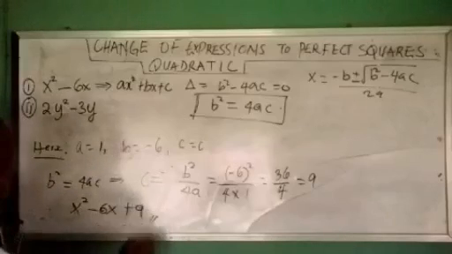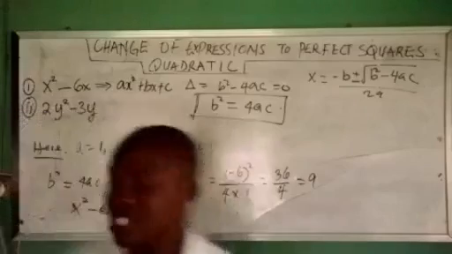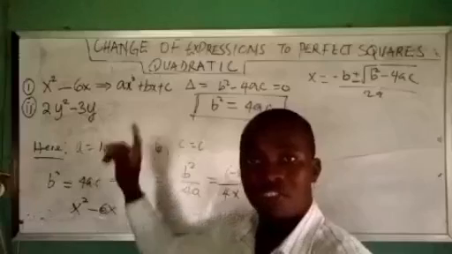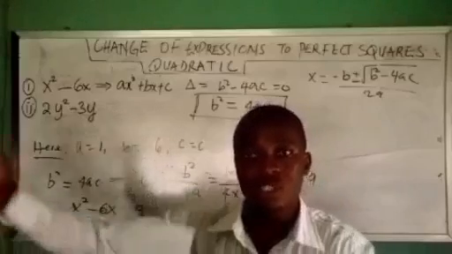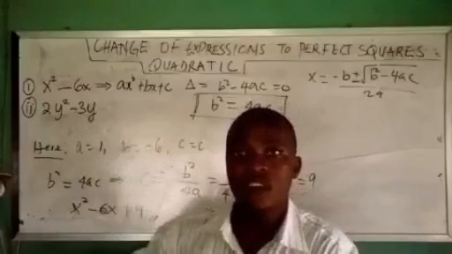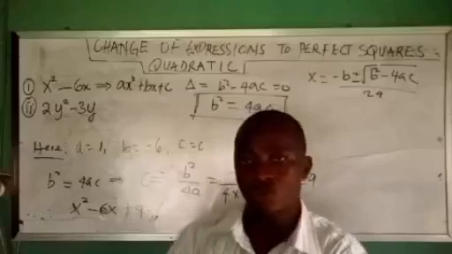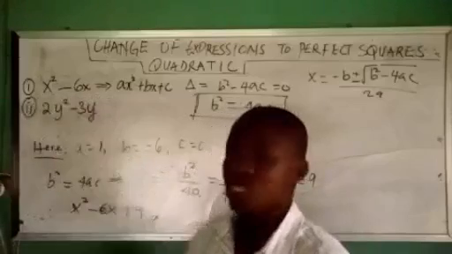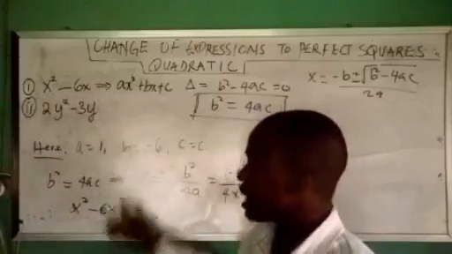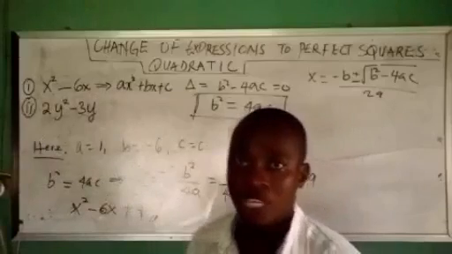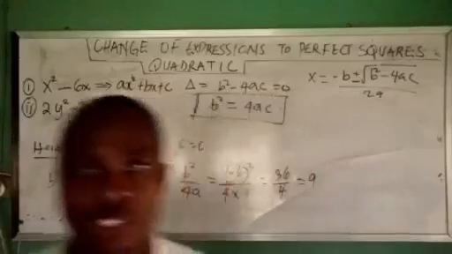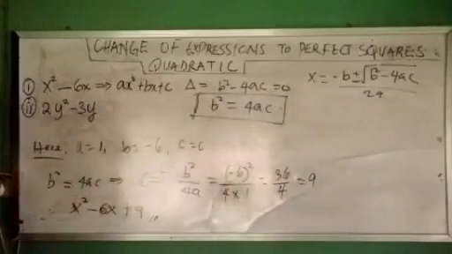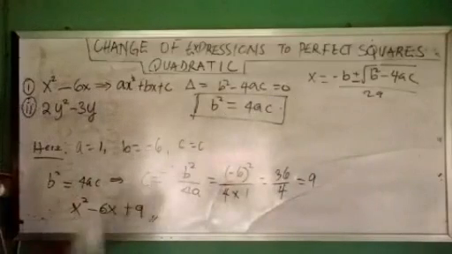You can see, if you compare this one to the result we have using the other method, that is, taking the half of the coefficient of x, squaring it and adding it to this. So look at the final answer and compare whether it is the same thing or not. So that is that.